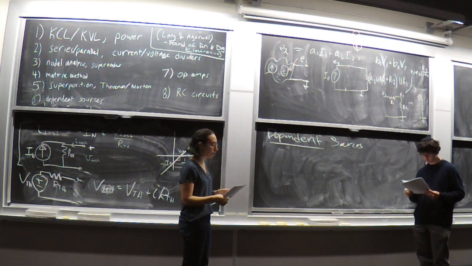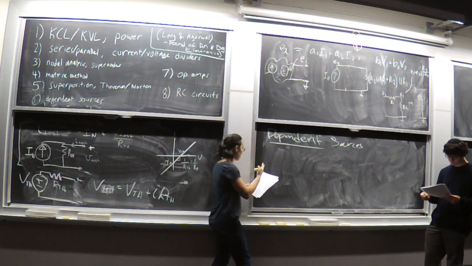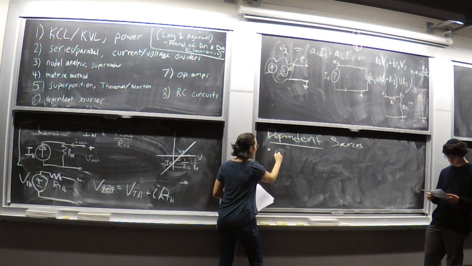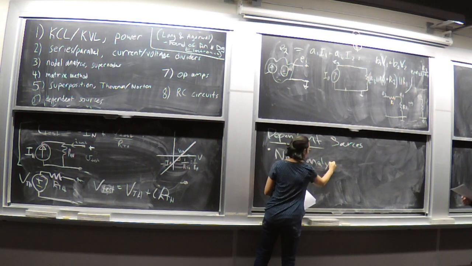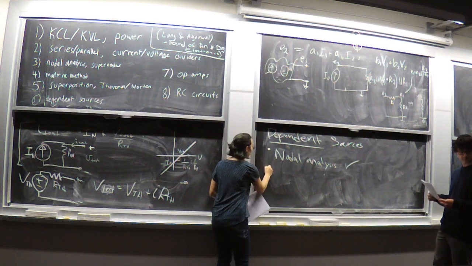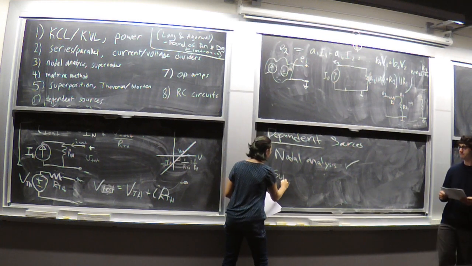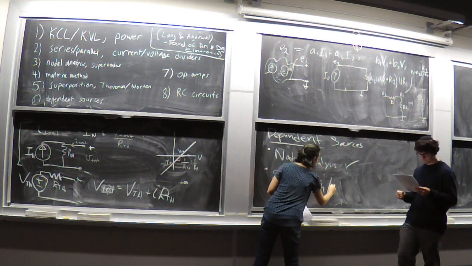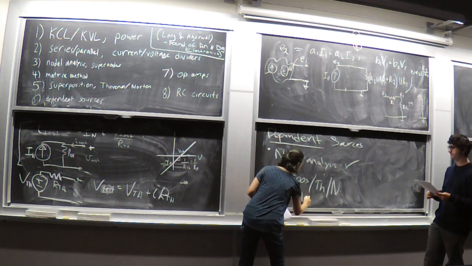So in particular, if we're using dependent sources that are linear, then superposition and Thevenin and Norton are the same. Nodal analysis always will work. In any case, nodal analysis will always work. If we have a dependent source and we want to use superposition or Thevenin or Norton, then it has to be linear.